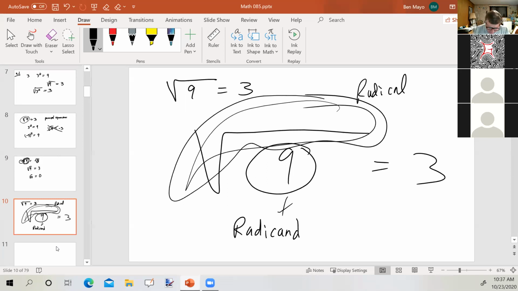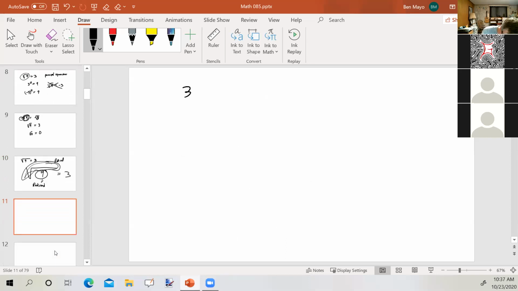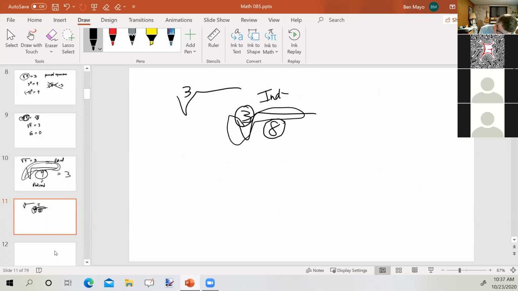Now, I want to jump ahead for a minute and then we'll come back. If I have this, oops, let's try that again. This says I want the cube root of 8. This is the radicand. This is the radical. This number here is called the index. The index tells you what root you are taking.